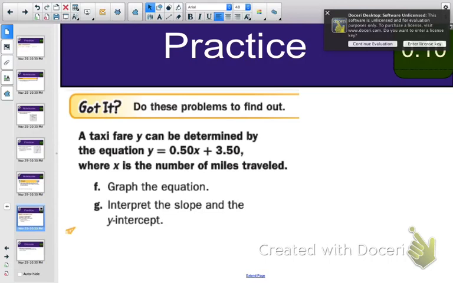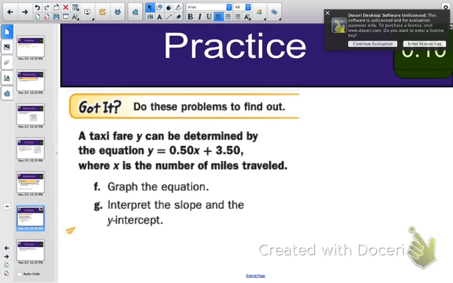Okay, so if you want to pause this and try it, go for that. Hopefully you've tried it by now. I'm not going to graph it, but I will do G with you. So G says interpret the slope and the y-intercept.